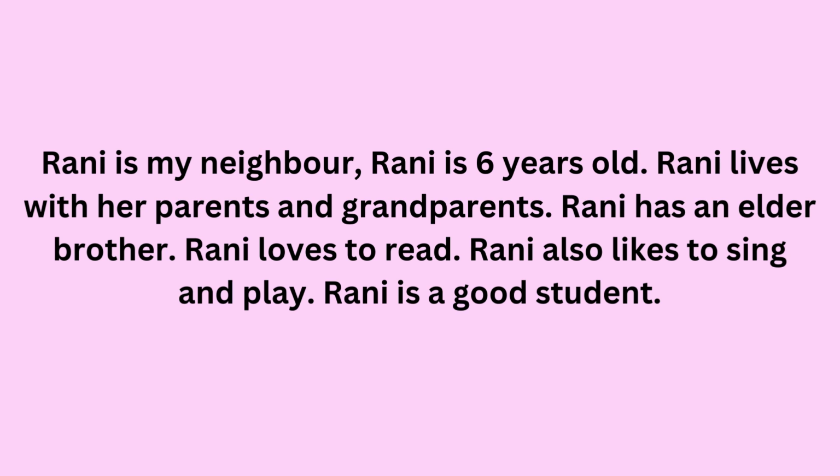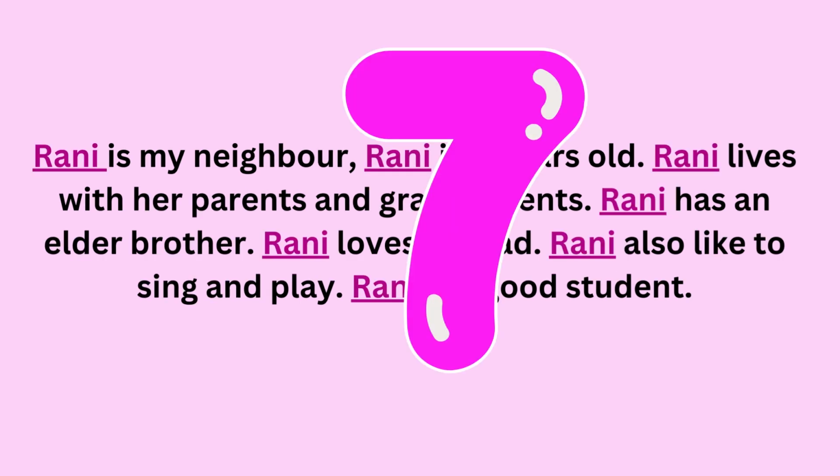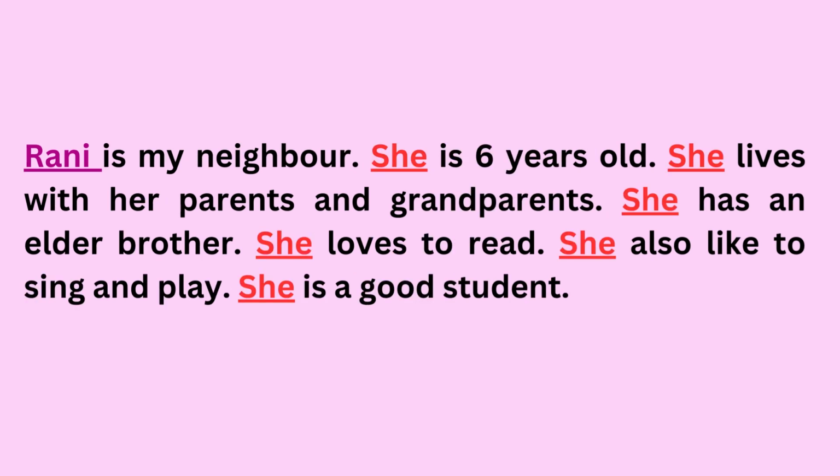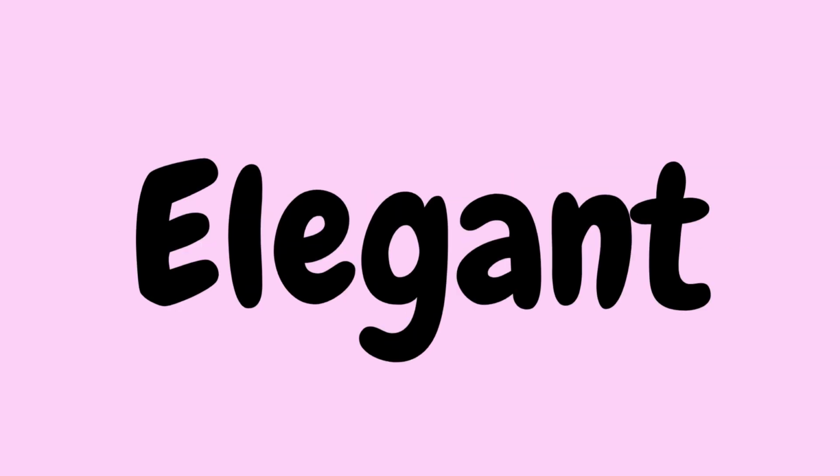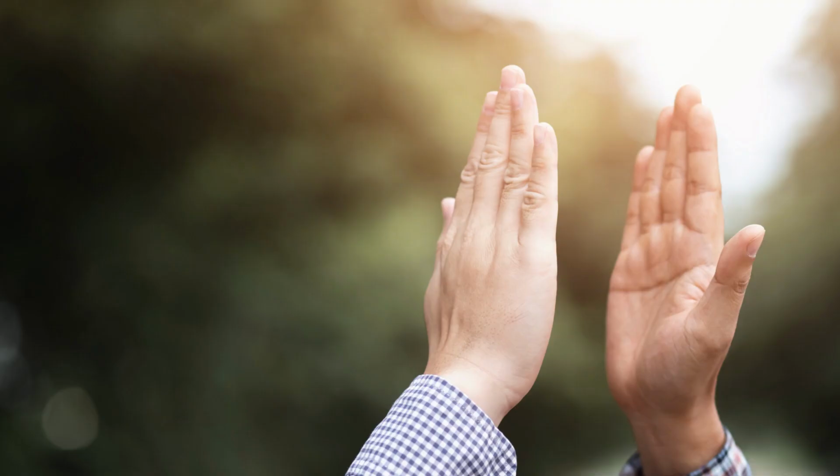Let's take this sentence. Now, friends, in this passage, the word Rani has come 7 times. Now, if we pick all these places where we have written Rani and replace it with she, you will find that the sentence looks simple, elegant, and a little less intimidating as we don't see names all the time.